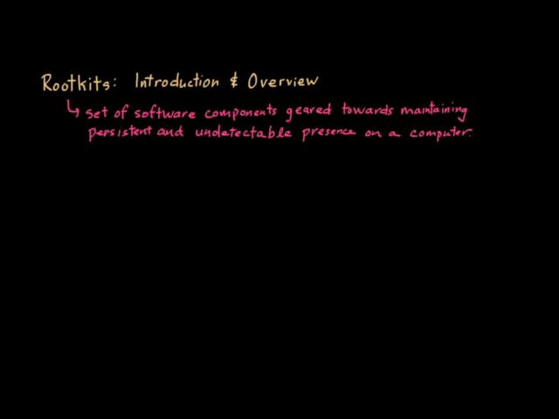So for starters, what is a rootkit? The way I'll define it, a rootkit is a set of software components that are geared towards maintaining a persistent and undetectable presence on a computer. Okay, now what does that mean?